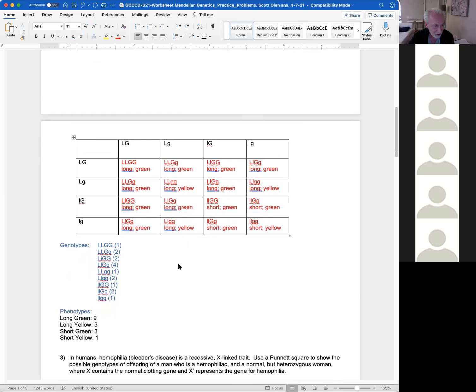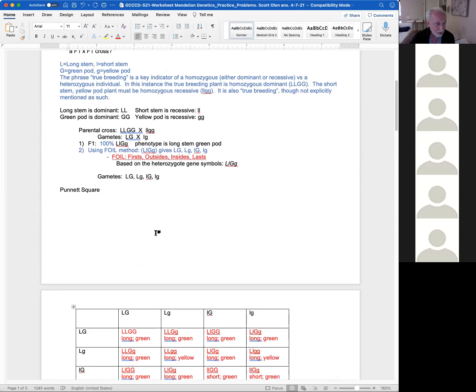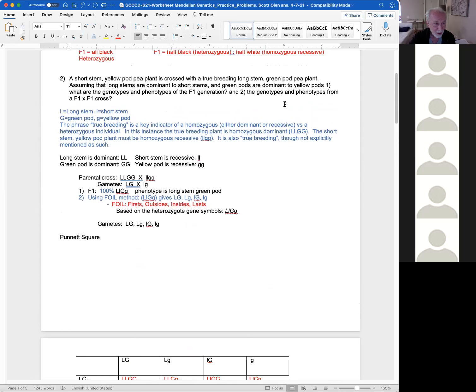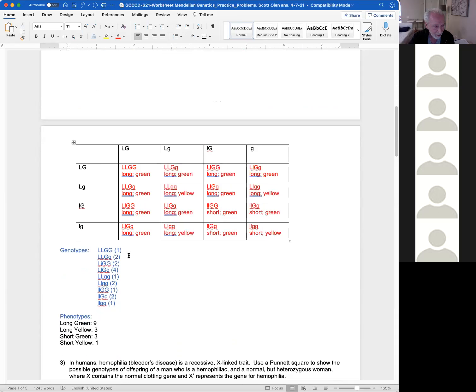And so we can list the genotypes, which is one of the things the question asked. Genotypes and phenotypes for the F2, the F1 by F1 cross. So if you go through this table, the Punnett square, you can see what the genotypes are and how many of each there are.